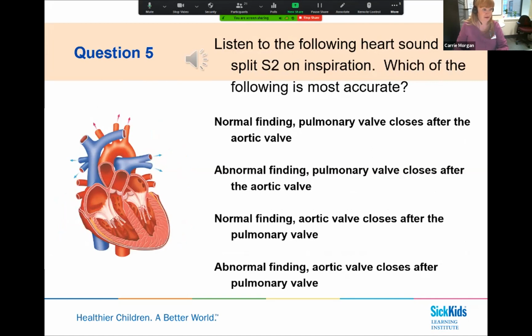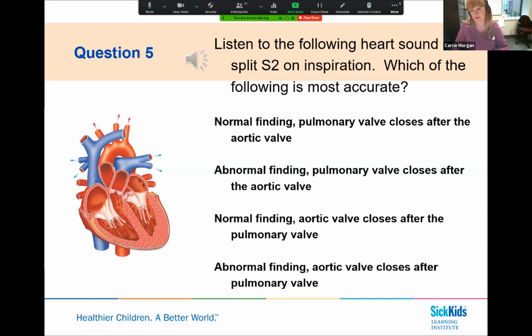Okay, question 5. We listened to the heart sound. It was a split on inspiration. So the correct response here is that it's a normal finding and the pulmonary valve closes after the aortic valve. That's great. 58% felt that the pulmonary valve closes after the aortic, 33% just thought the reverse. Everybody knew it was a normal finding, which is great.